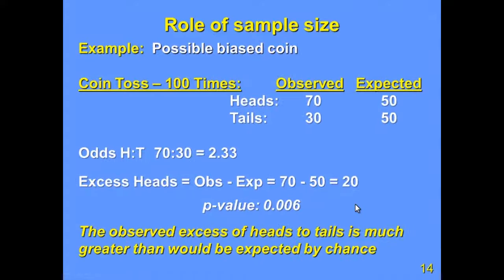On the other hand, we take the same coin and we flip it 100 times rather than just 10 times, and we would expect 50 heads, 50 tails, but if we end up with 70 heads and 30 tails, the same odds, 2.33, but this time we have a bigger difference, of course, and if we carry out the same statistical test, we'll get a p-value of 0.006. So in this situation, we'd say the excess of heads to tails is very unlikely to have occurred by chance. And yet it's the same coin, simply the sample size is different. In one case we were using 10 tosses of the coin, in the second case we're using 100 tosses, and we get a completely different result. One statistically significant, the other not. And so it's a simple way of illustrating the importance of sample size.